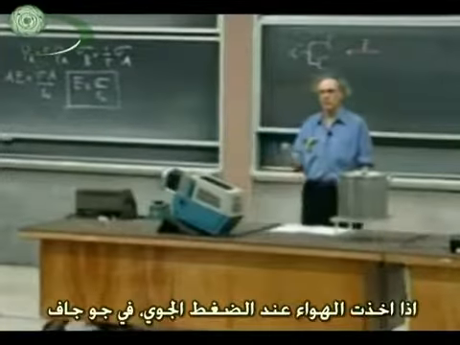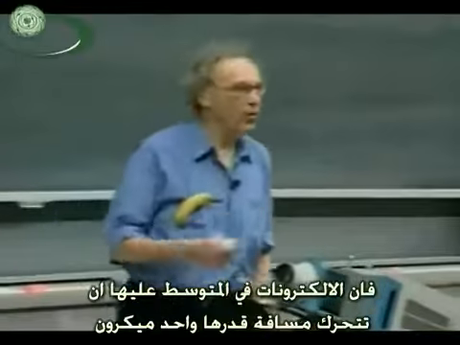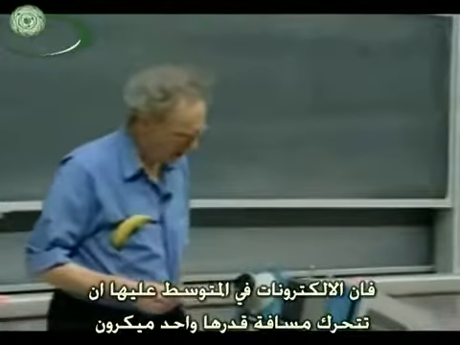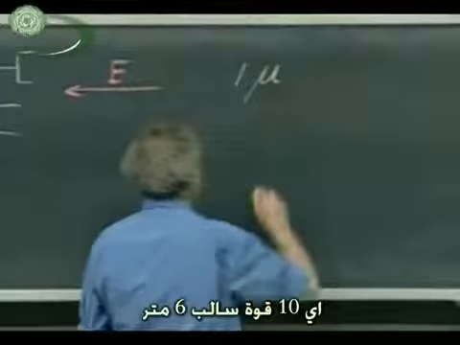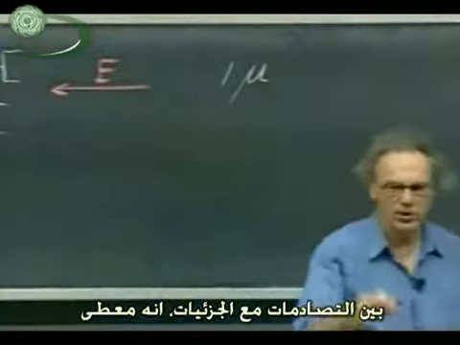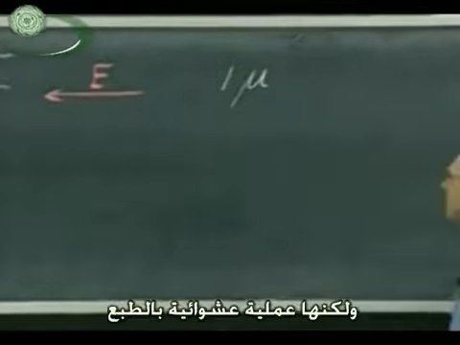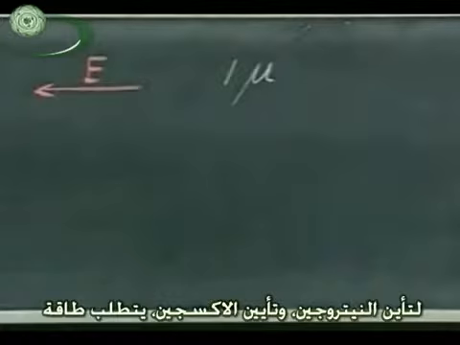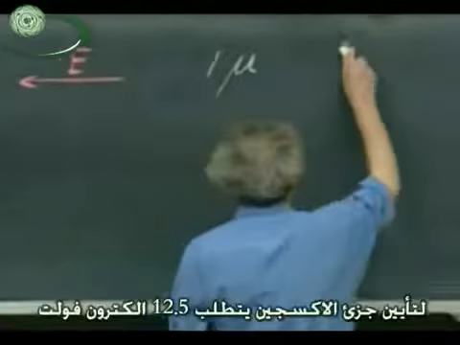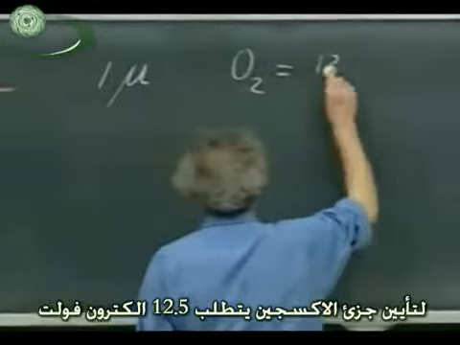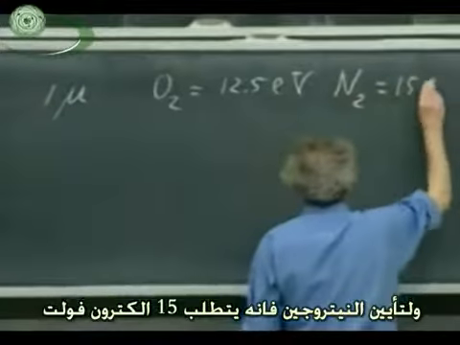If you take air of 1 atmosphere, dry air, at room temperature, then the electron, on average, will have to travel about 1 micron, which is 10 to the minus 6 meters, between the collisions with the molecules. It's just a given. On average, sometimes a little more, sometimes a little less. It's a random process, of course. To ionize nitrogen, to ionize oxygen, takes energy. To ionize an oxygen molecule takes 12.5 electron volts, and to ionize nitrogen takes about 15 electron volts.